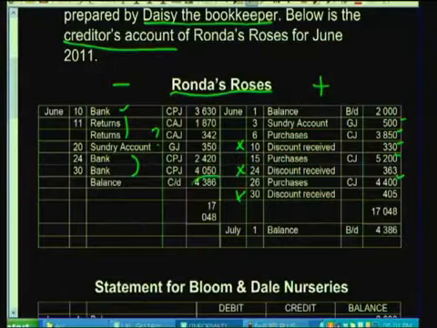Then finally over here, we have the balance of 4,386, which has been brought down here. So right now we think we owe Rhonda's Roses 4,386 Rand because we've taken into account all of the different transactions that have happened on their account for this month. Now, let's look at the second piece of information that we've been given.